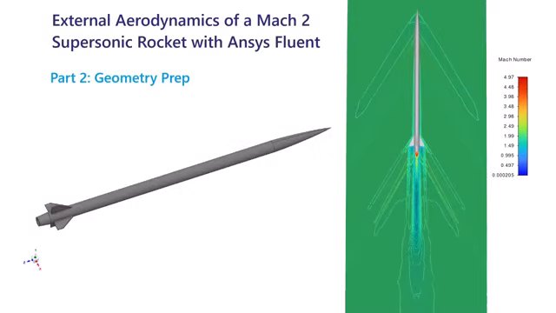Welcome back to Ansys' video series on fluid simulation of a supersonic rocket. In the last video, we learned how to import a clean CAD file of the rocket body solid. In this next video, part 2 of the series, we'll explore how to generate the fluid domain for simulation, use name selections to streamline the Fluent workflow, and prep the final geometry for meshing.